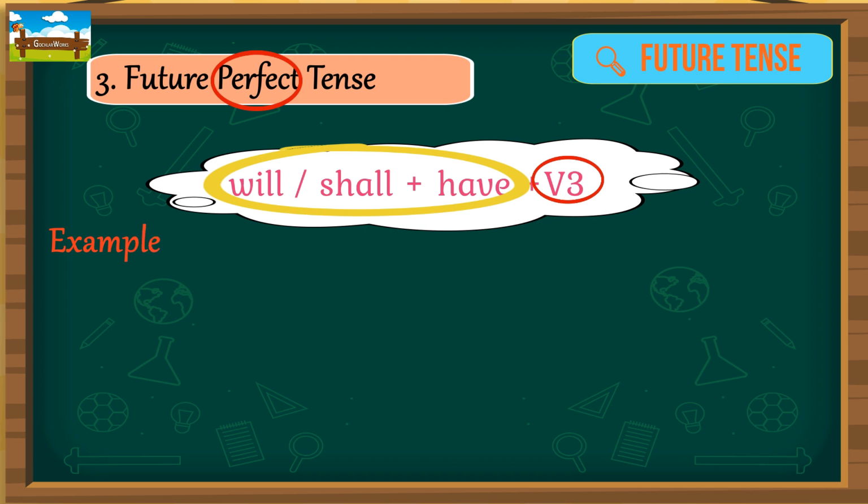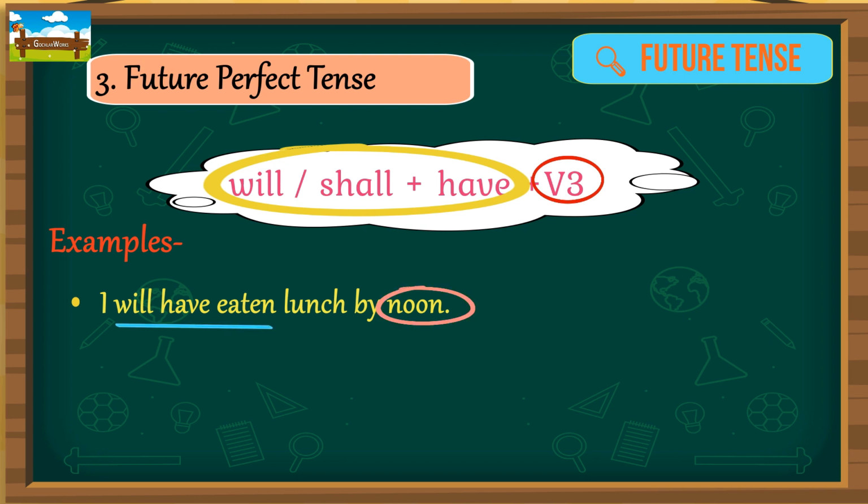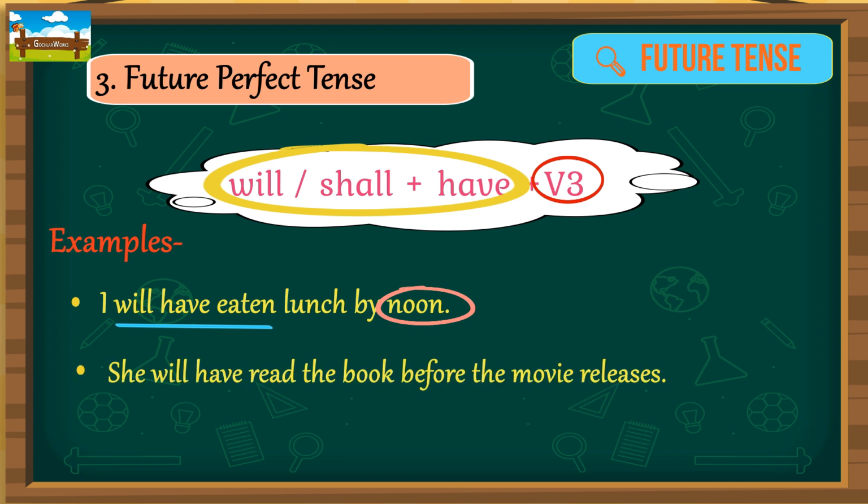Examples: I will have eaten lunch by noon. This sentence tells us that before noon arrives, I will have already finished eating lunch. She will have read the book before the movie releases. Here, it means before the movie is released, she will have completed reading the book.